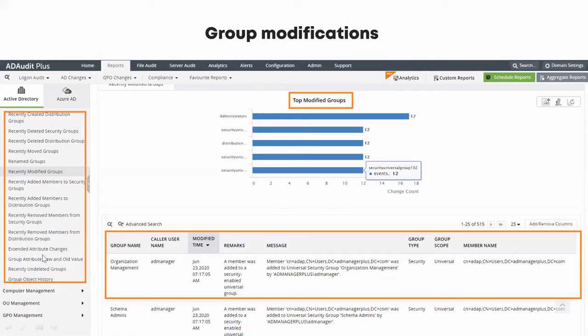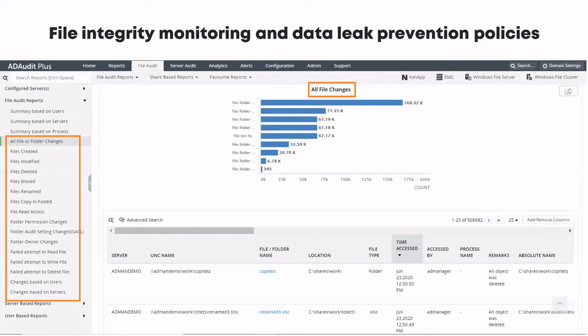If there were any extensions made to attributes, you need to be notified. Any groups that were undeleted, that's again a challenge right there. Object history tracking, the whole thing around group policies, objects, and change auditing is quite important right here. If there are any members who are accessed or added to those groups, you need to be notified too. And from a file integrity standpoint, we are talking about data loss prevention and data leak prevention.